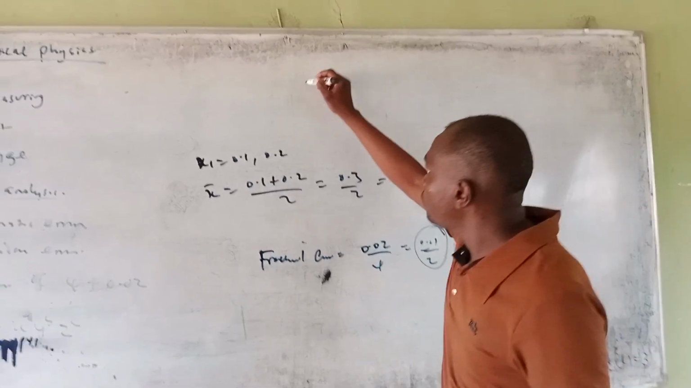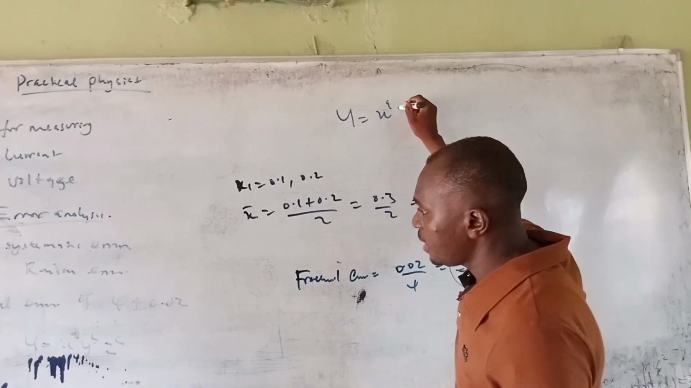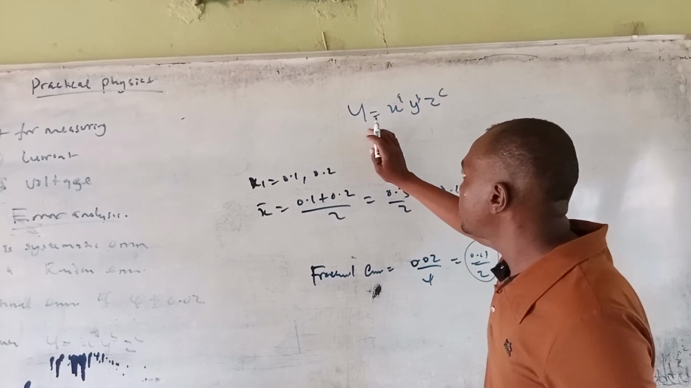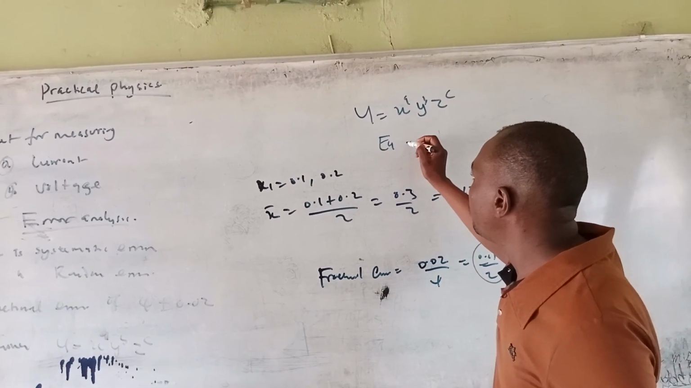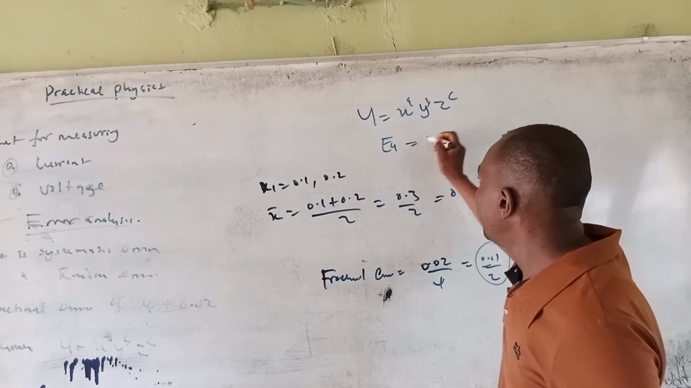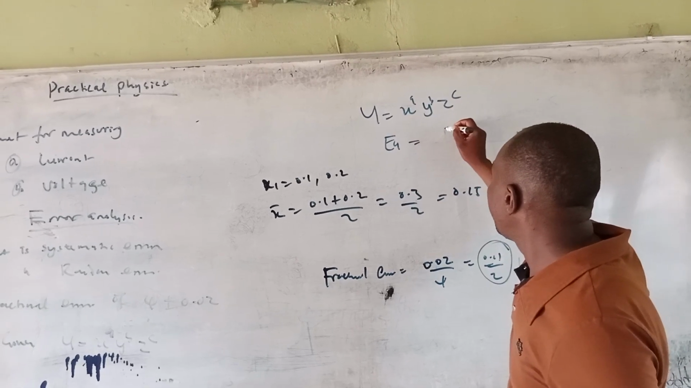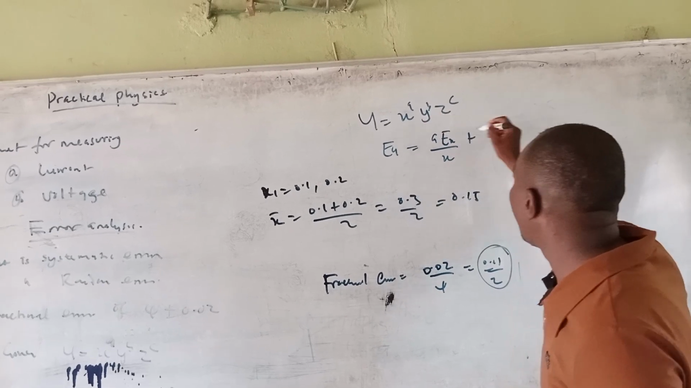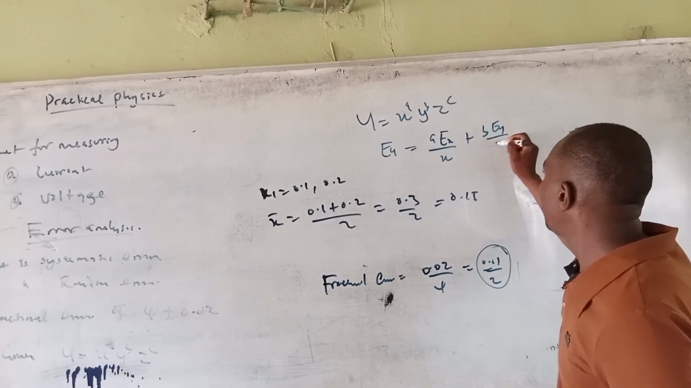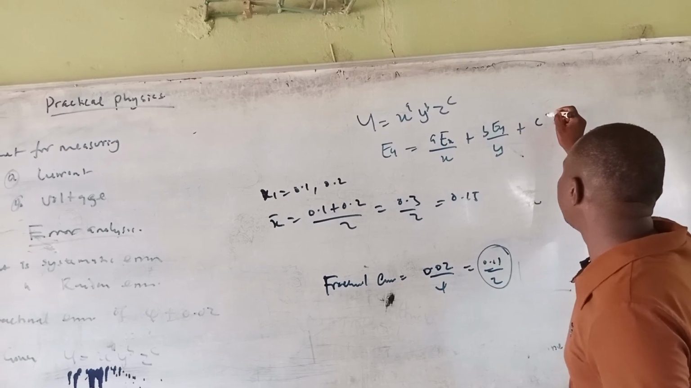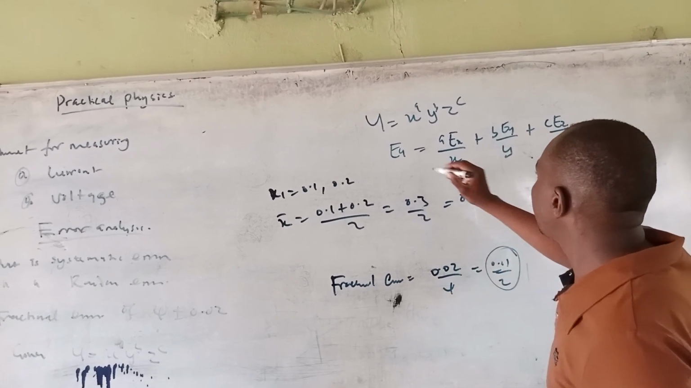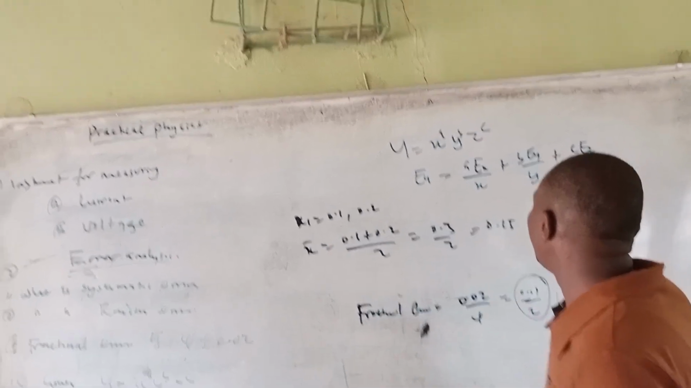In another instance, if they are giving you U is equal to XA, YB, and ZC, what is the error in U? It's simple. Error in U, E of U, we find it by error in X, EX, all over X, plus error in Y, EY, all over Y, plus error in Z, EZ, all over C. So this is how to compute the error in U.